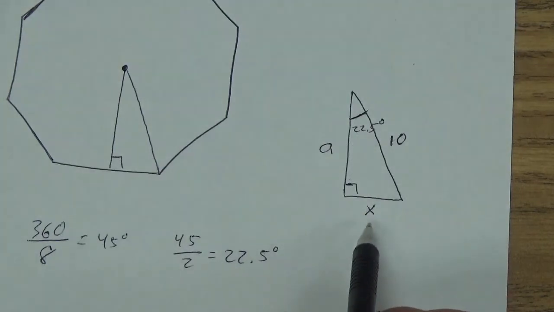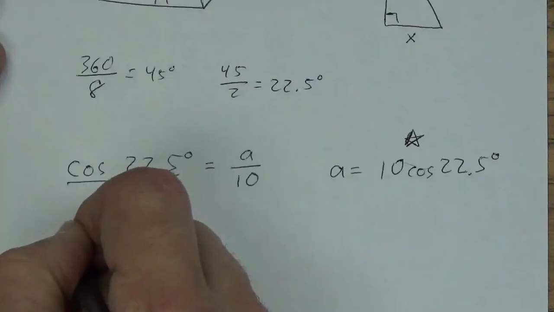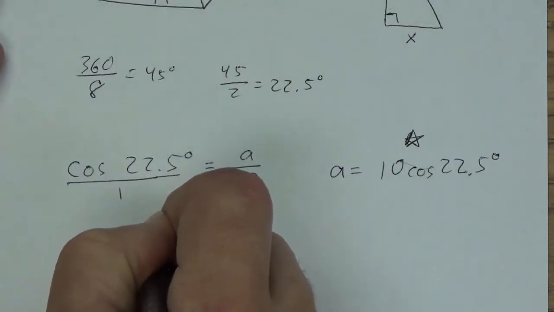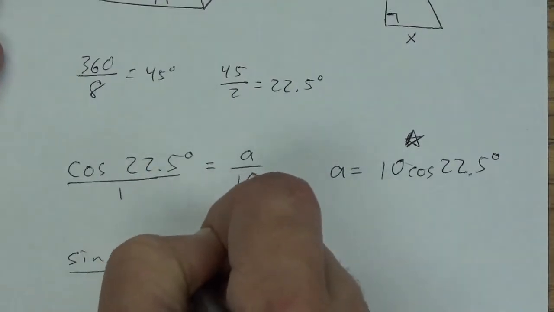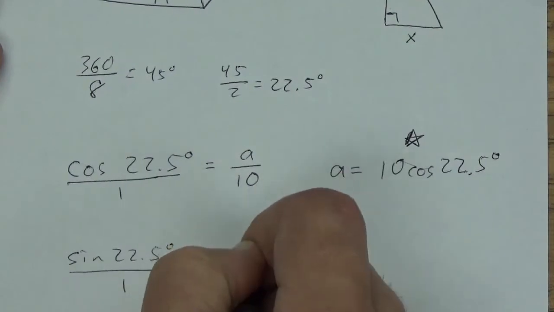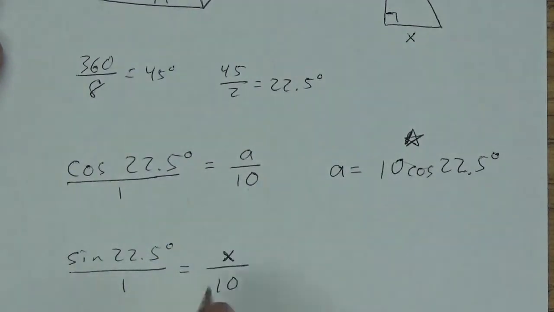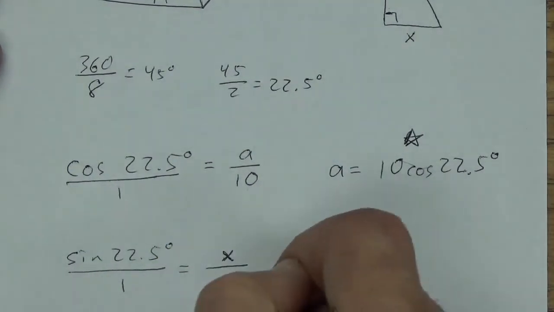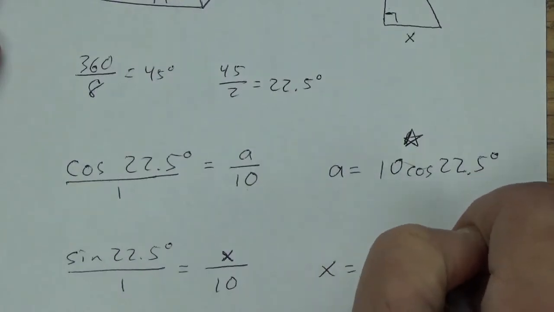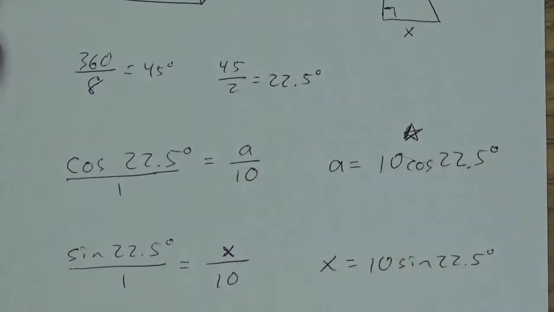So X is opposite. I still have the 10, which is the hypotenuse. What deals with opposite and hypotenuse? That's sine. So it's sine of 22.5 degrees. I'm going to put that over 1 equals the opposite over the hypotenuse. X times 1 is just X. 10 times the sine of 22.5 degrees.